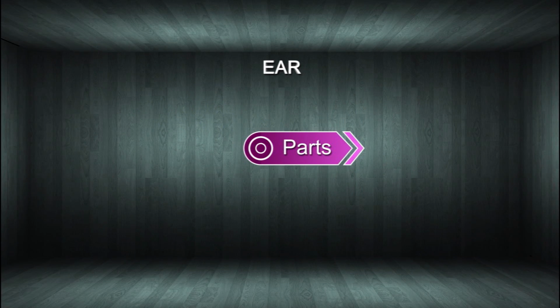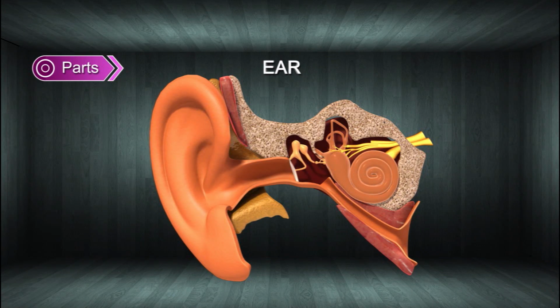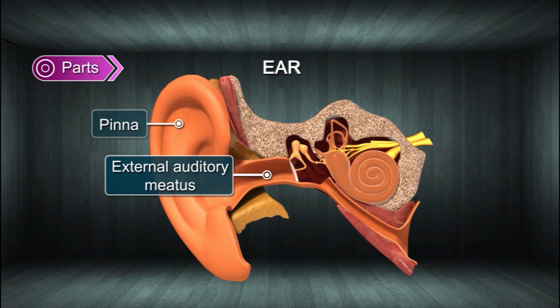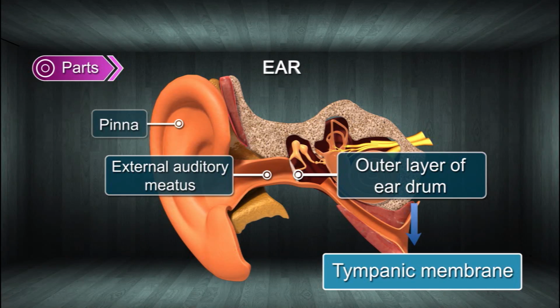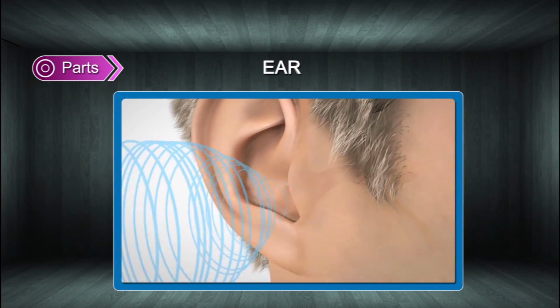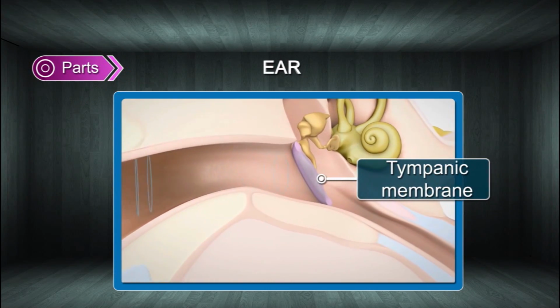First, let us learn the different parts of ear. The structure of ear can be divided into 3 parts. They are outer ear, middle ear, and inner ear. The outer ear includes pinna, external auditory meatus, and outer layer of the eardrum, which is also known as tympanic membrane. The middle ear is an air-filled cavity behind the tympanic membrane.